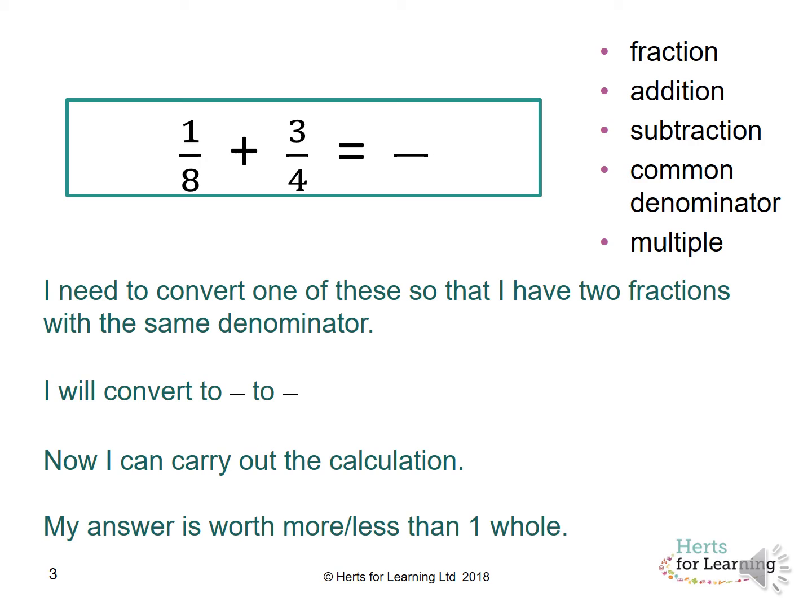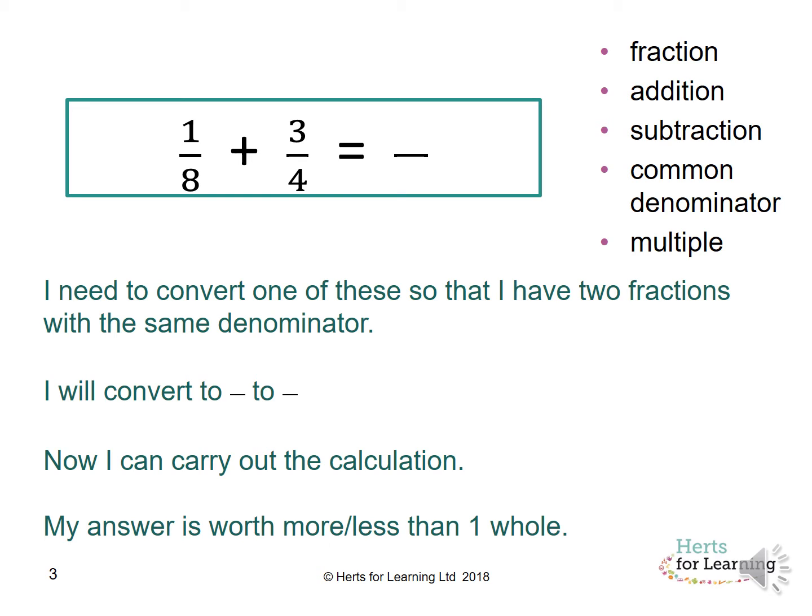Have a think. You need to convert 3/4 to eighths by timesing 4 by 2 to get 8, and 3 times 2 to get 6, so it would be 6/8. Then you would add 1/8 to 6/8, which would be 7/8.